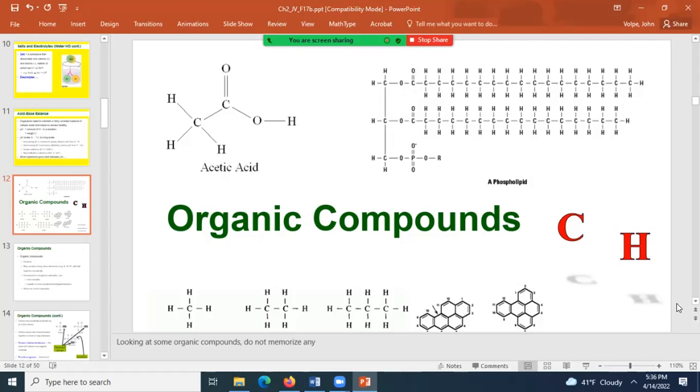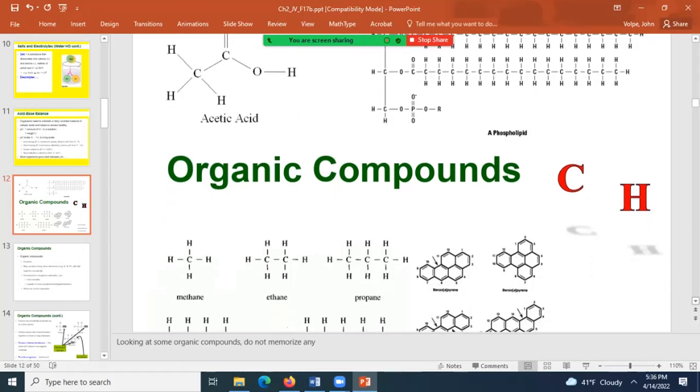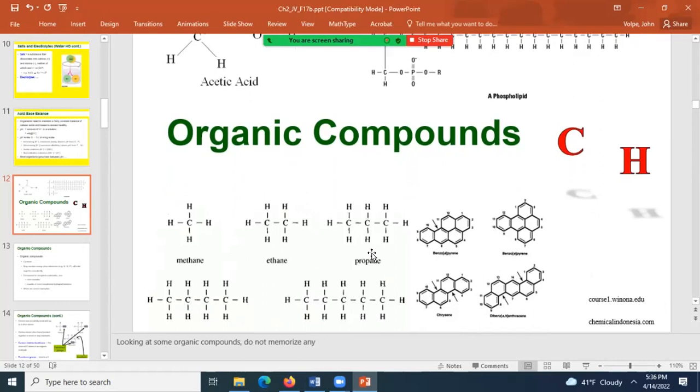But here we have an organic compound, which is a simple organic compound. And we call these simple organic compounds hydrocarbons. Hydrocarbons only contain carbon and hydrogen. And these are organic compounds, but they're also hydrocarbons, which are a simple organic compound.